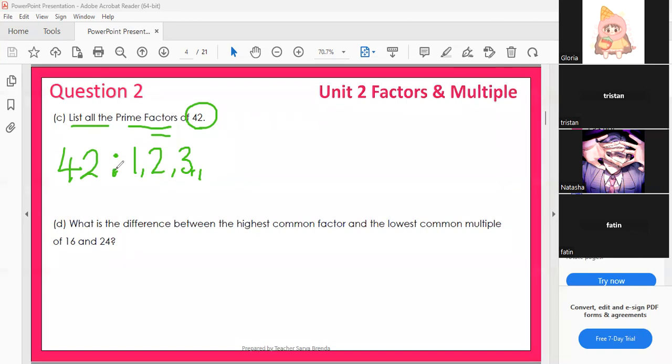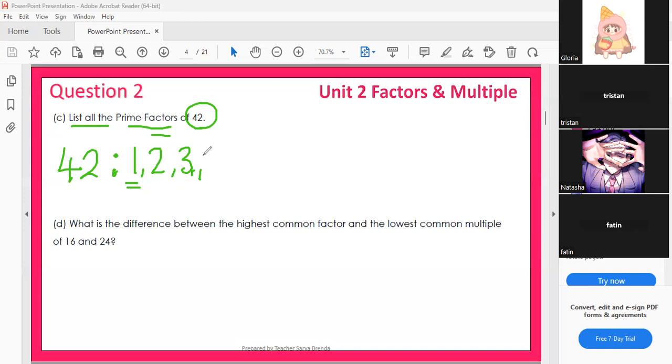42 divided by 6, about the 1. Okay, 1 is a factor because 42 can divide by 1 and get 42. You see, so 1 is always a factor for every number. It is not a prime number, remember. Okay, 1 is not a prime number, but 1 is a factor for all the numbers. Okay?